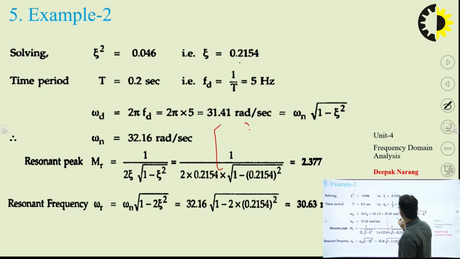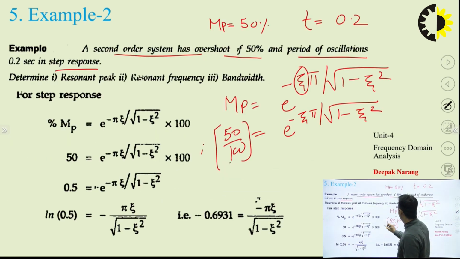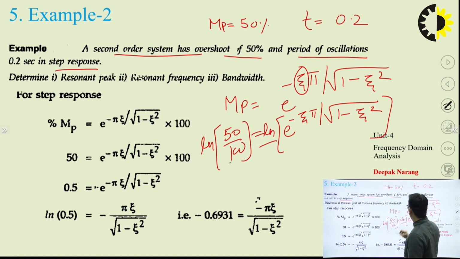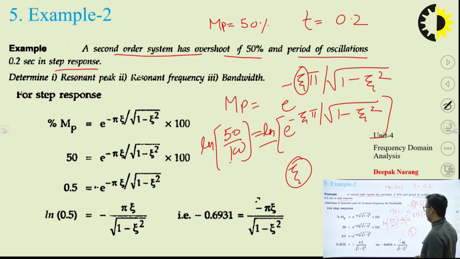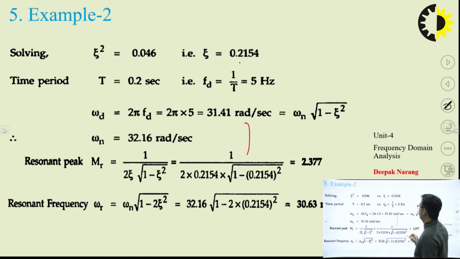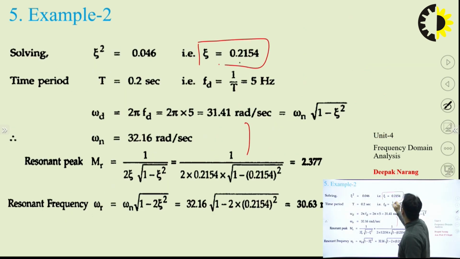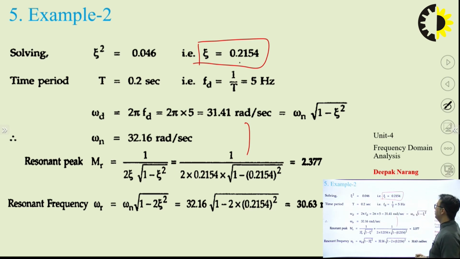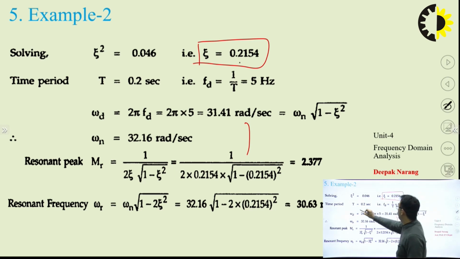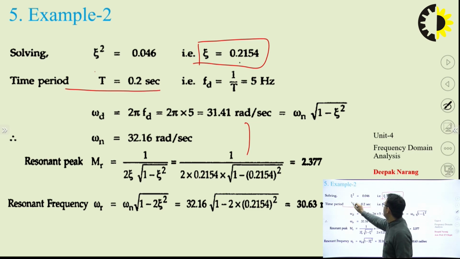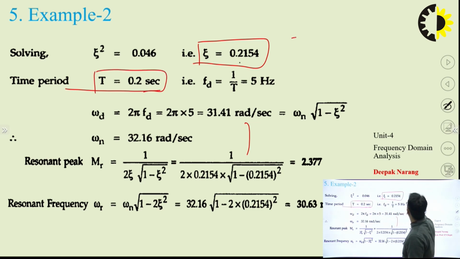Taking natural log on both sides, we can get the value of zeta, which is coming out 0.2154.